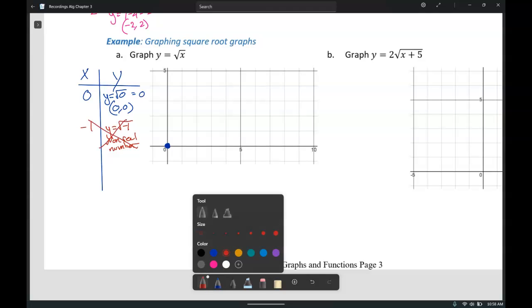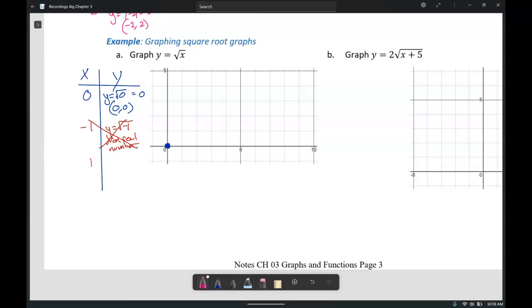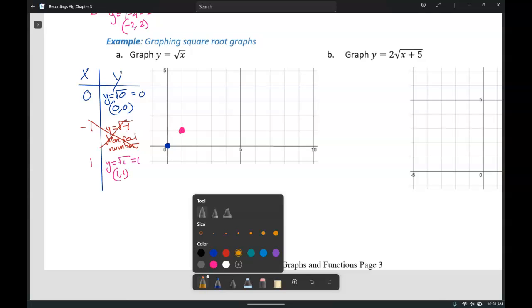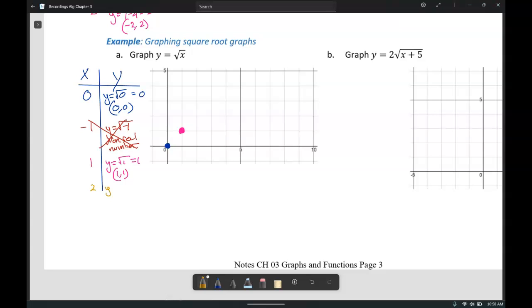So let's go ahead and look at positive 1 instead. Y equals the square root of 1, which is 1. So we have the ordered pair 1, 1. And then let's try 2. Y equals the square root of 2. Well, that's going to be 1.4 something. Okay, that's going to be a decimal value. Recall that the square root of non-perfect squares are going to be irrational numbers. So this number continues forever with no pattern, but we know it's going to be somewhere around this area, but we want to go ahead and find something that's a little bit more precise.